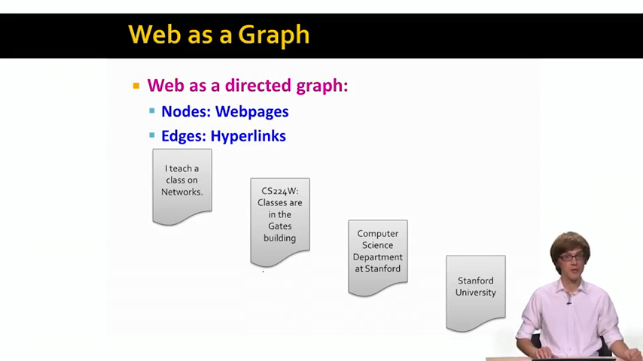Another example of a big network is the web. The web itself can be represented as a graph. And what we will do today is focus on the structure of the web graph, and we will develop methods that allow us to learn something about the pages on the web.